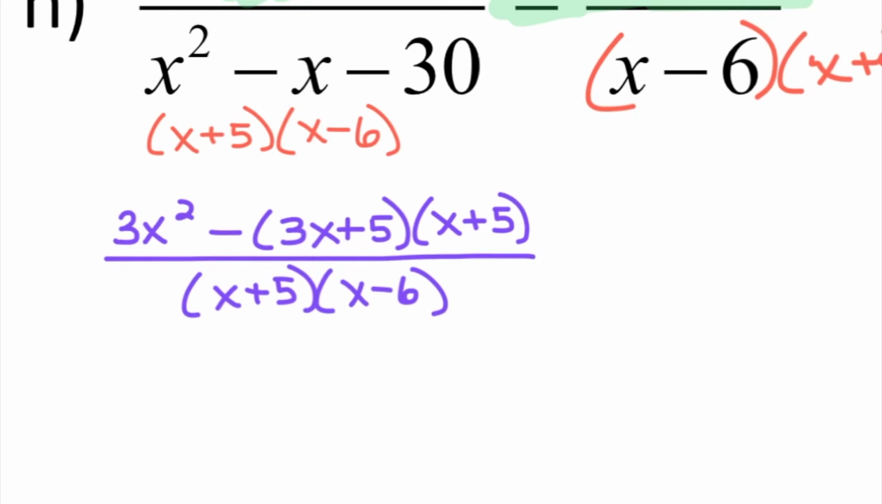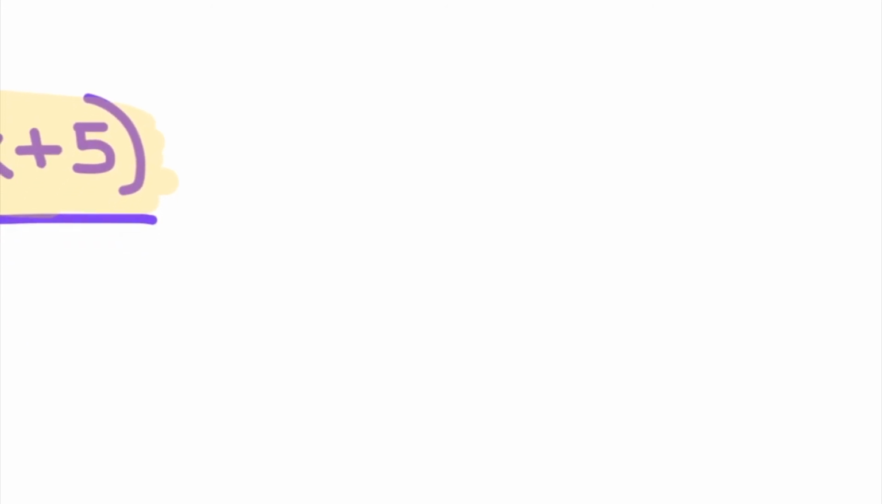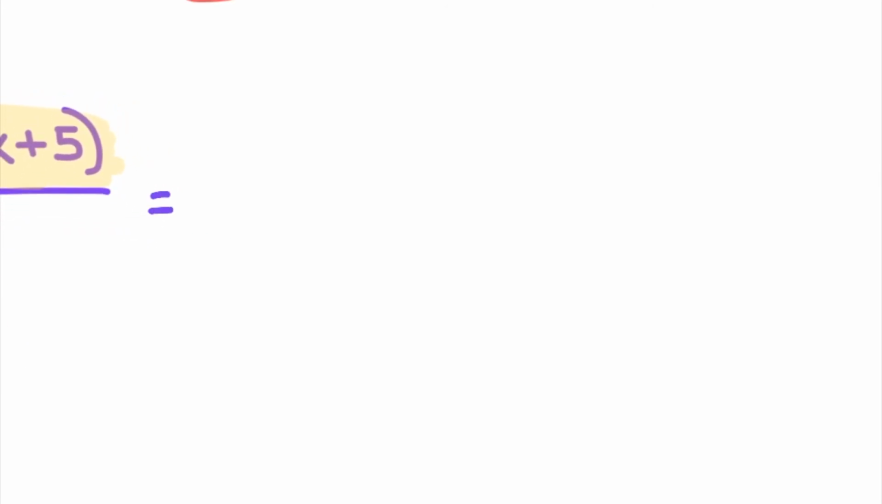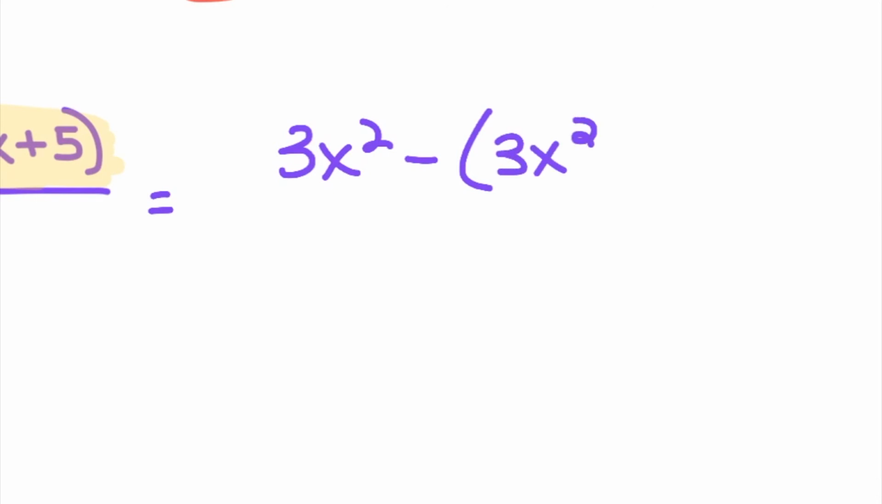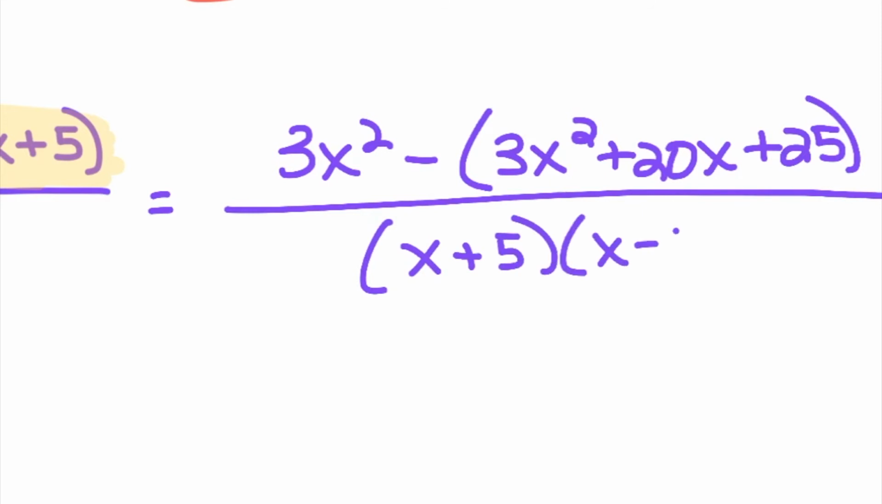Now, you have to keep the parentheses when you're FOILing. So you're going to FOIL the thing with both parentheses, but you have to keep that in parentheses because of the subtraction. So when I FOIL this, keep the 3x squared in the numerator and then the minus. When you FOIL that, you should get 3x squared plus 20x plus 25. Keep that in parentheses. Keep your same denominator, x plus 5 times x minus 6.